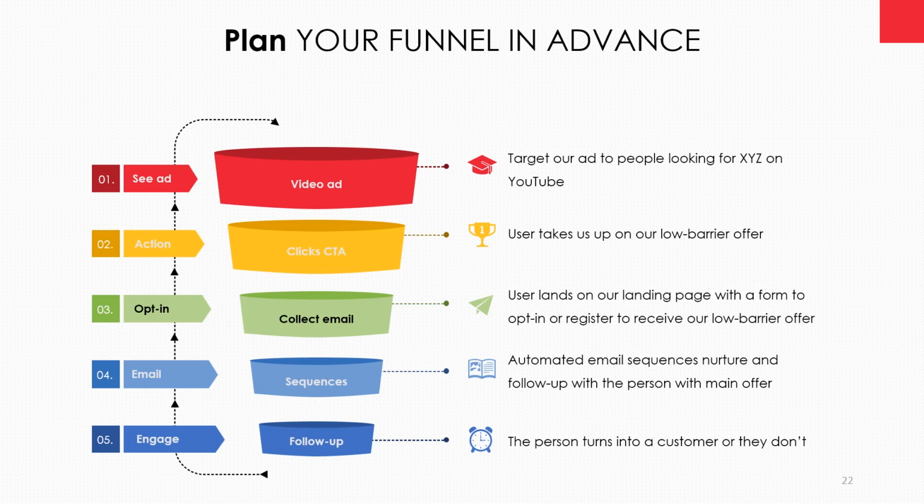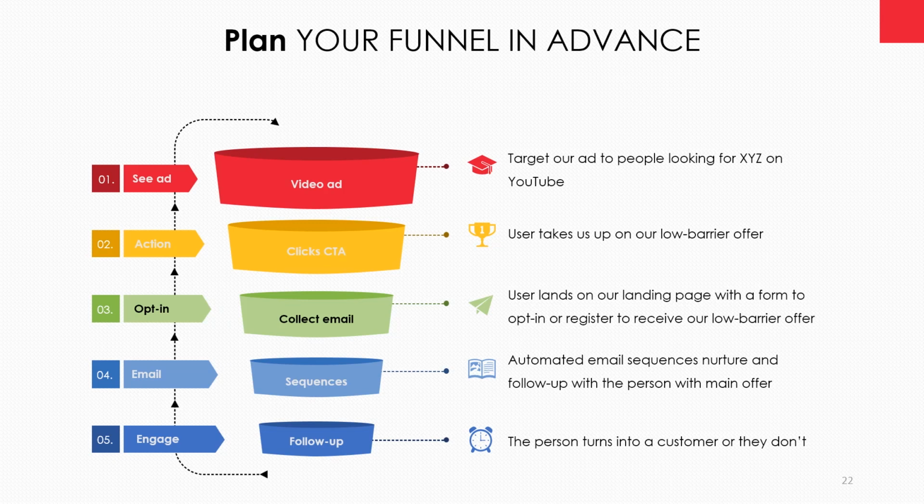So you have to think about these different ad formats, the strategy behind whatever it is you're offering, and so on. But if you can get people to take you up on that low barrier offer, you send them to a landing page with an opt-in form, you collect their email, they give you their name and email. Now they get into your email sequence or your autoresponder. Your automated email sequences nurture and follow up with a person.